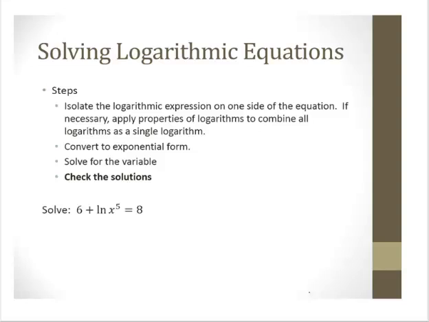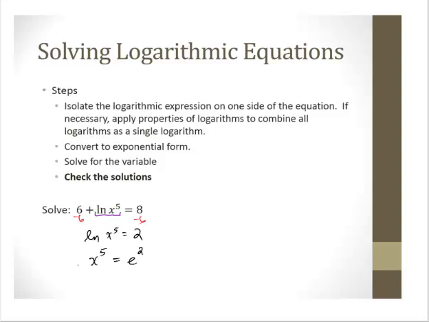So let's solve the equation. 6 plus the natural log of x to the fifth is equal to 8. Alright, so I want to isolate the logarithm. I'll subtract 6 from both sides. So then the natural log of x to the fifth is equal to 2. Now I could write that as 5 times the natural log of x equals 2, but we don't have to. Let me convert this to an exponential form, since now I have the natural log isolated. So then x to the fifth is equal to e squared.